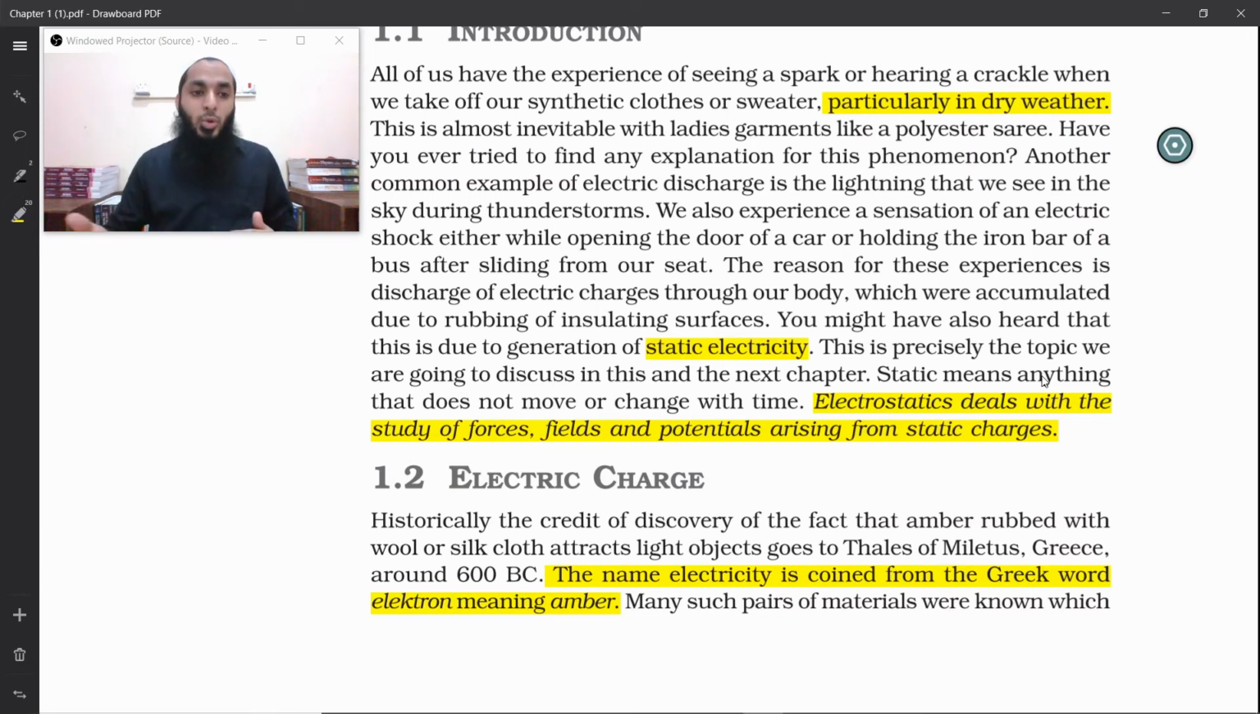Or not only on our body, any charge which is at rest, that's what we're going to learn in this chapter and the next. Now what is the definition of electrostatics? Electrostatics deals with the study of forces, fields and potentials arising from static charges, or it is the study of charges at rest. Okay, so we'll learn about field, potential, force and all in the coming sections. So that's all for now.